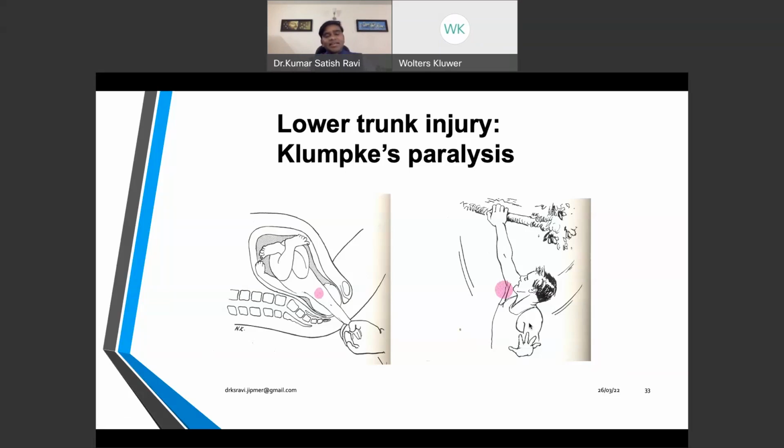And in this, the C8 and T1 fibers will be injured. Sometimes there will be involvement of C7 also. So the intrinsic muscles of the hand and the flexors of wrist and fingers are affected. So it can result in claw hand, or you say the Horner's syndrome. We will be seeing in the coming slide.